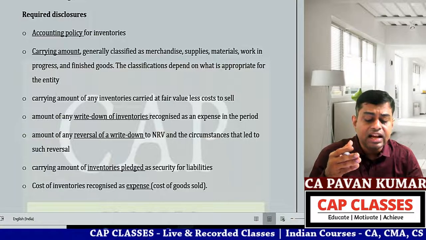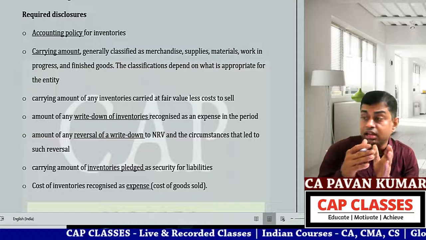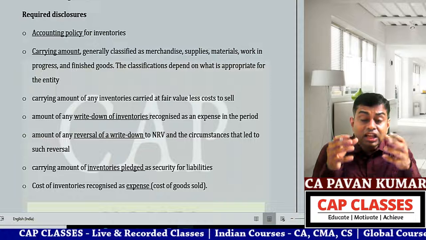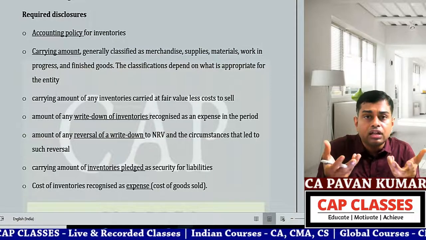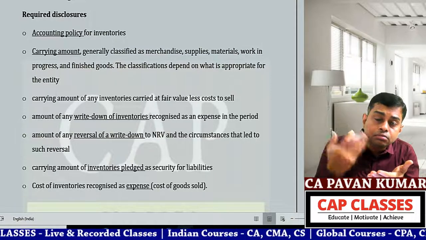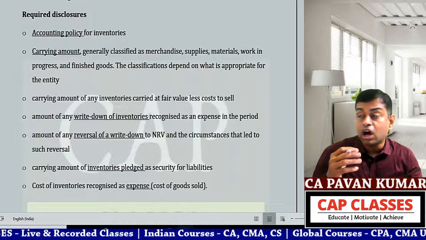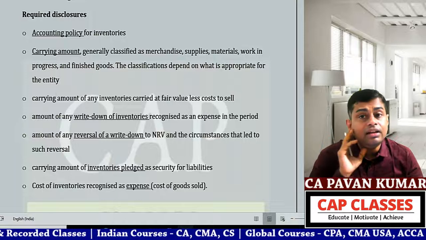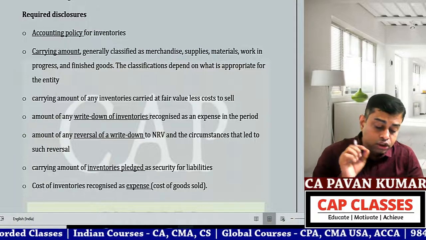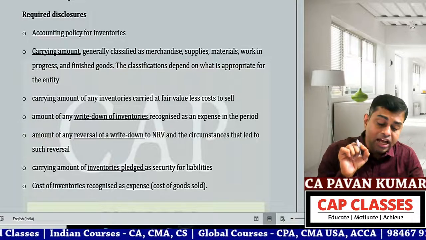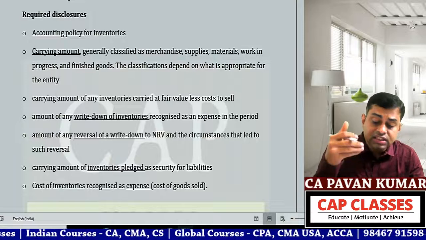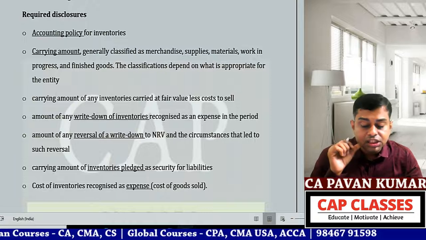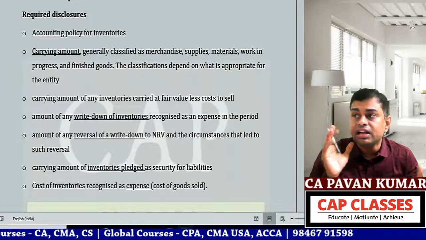Carrying amount, generally classified as. So inventory, in your balance sheet, statement of financial position, you said inventory, $2 million. That $2 million comprises what? Is it merchandise? Is it a finished product? Or is it work in progress? Or is it any other material supply? Or is it any accessory? So that you need to mention. So the carrying amount of inventory in the balance sheet should be classified into merchandise, supply, material, work in progress, finished goods, etc. The classifications depend on what is appropriate for the entity.